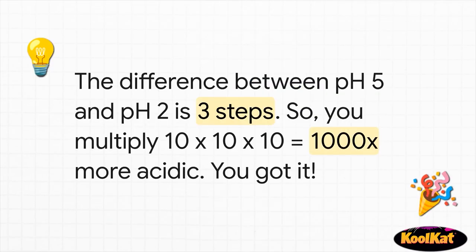Okay, you back? Did you get it? The answer is 1,000 times. How? Well, the difference between pH 5 and pH 2 is 3 steps on our ruler, right? So that's 3 10s we gotta multiply. 10 times 10 times 10 equals 1,000. See, when you have the secret, it's so easy.